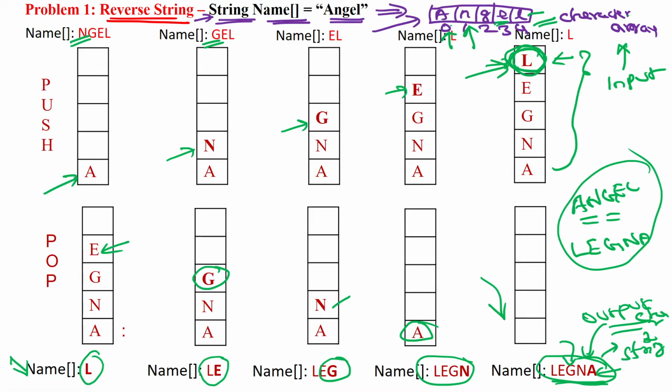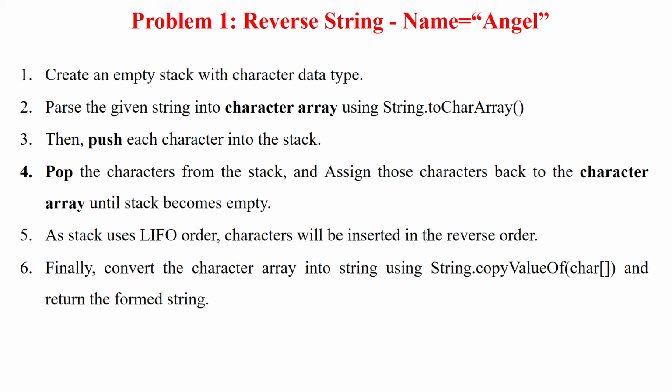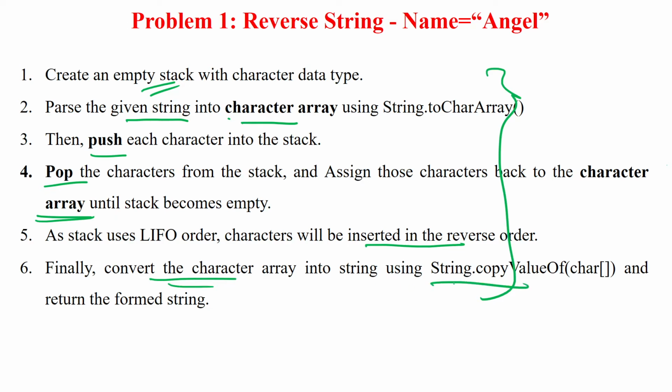So this is the procedure to reverse the string. Here the algorithm is given step by step. First we are checking whether the stack is empty or not. Then the given string is converted into a character array. Then push each character into the stack. Then pop each character from the stack and assign it into the output array. Then that output array is in reverse order, so that character array is converted into a string. That is reversing the string.